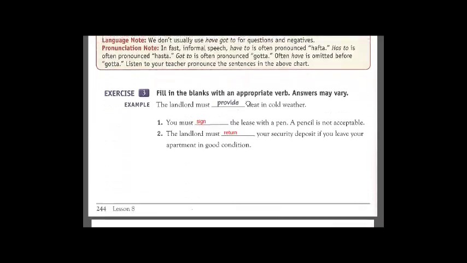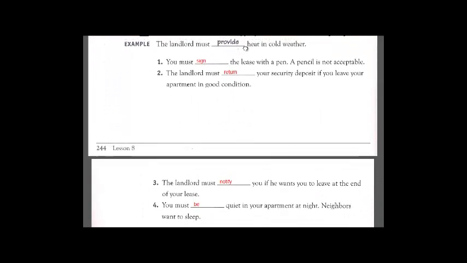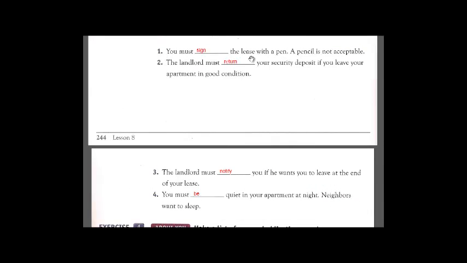Okay, welcome back. Here are the answers for exercise number 3. Remember, you can stop the video if you need more time to check your answers. Let me go ahead and read. You must sign the lease with a pen. A pencil is not acceptable.